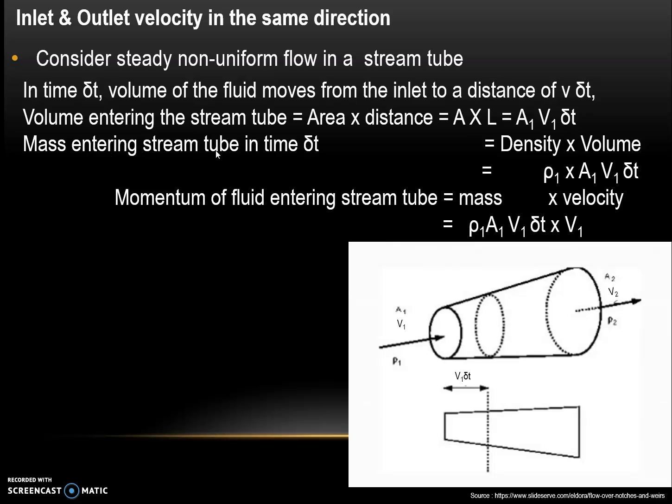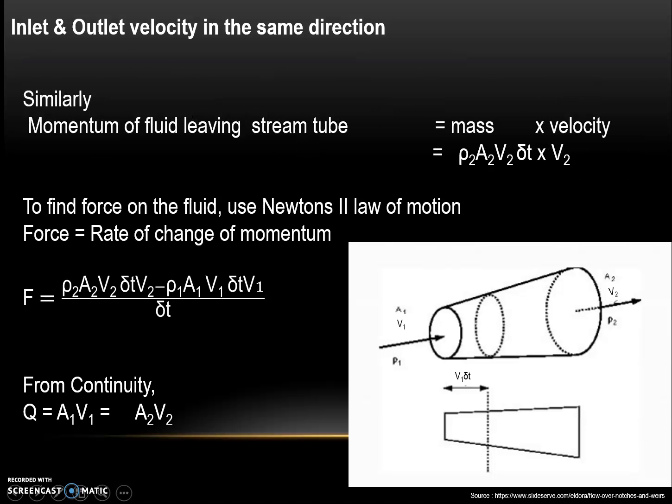Mass entering the stream tube in time delta t is equal to density into volume. Density is ρ1 and volume is A1 V1 delta t. Momentum of fluid entering the stream tube is nothing but mass into velocity. So, mass is ρ1 A1 V1 delta t and velocity is V1. Similarly, momentum of fluid leaving the stream tube is equal to mass into velocity. So, it is ρ2 A2 V2 delta t into V2.